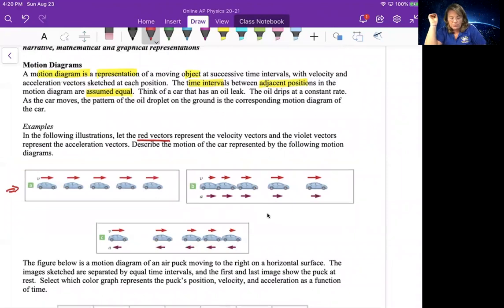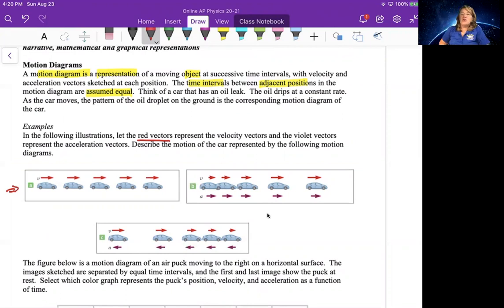A motion diagram is a representation of a moving object at successive time intervals. So we're going to also include some velocity vectors and some acceleration vectors at each position. Here's a key: the time intervals between the adjacent positions in the motion diagram are equal to one another.